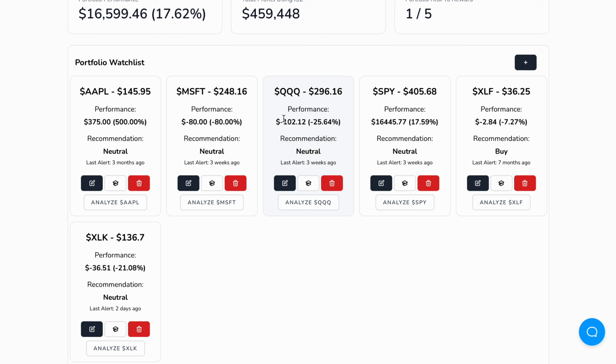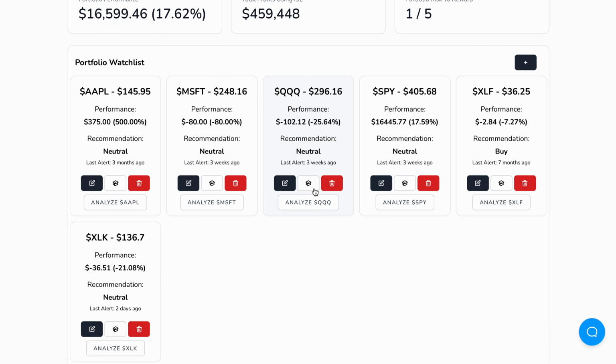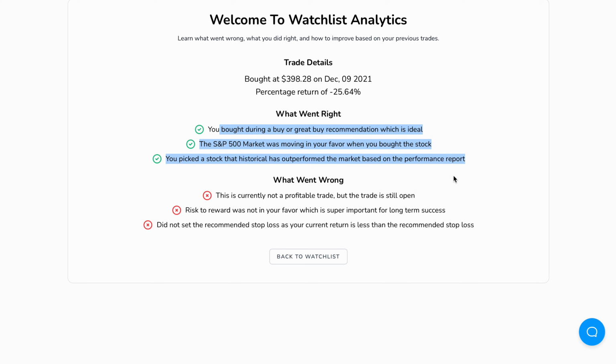Let's take a losing trade, for example. Let's look at QQQ. If I analyze QQQ here, whoops, not analyze, we want to do a watch list analytics. You can see here it tells me what I did right and what I did wrong. So for instance, what I did right is I bought when the market was trending up, when it was starting to form momentum, so that's good. The S&P 500, the overall market, was moving in my favor when I bought it, so that was good. I picked a stock that historically outperforms the market, so I did 3 good things.